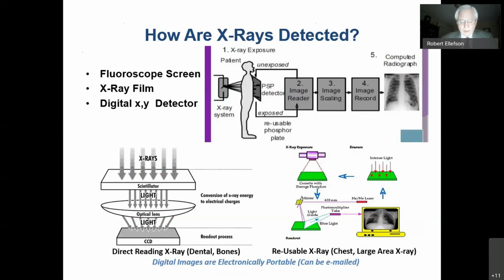An example for a simple X-ray camera might be a dental detector, which is X-rays coming in and striking a scintillator, converting the X-ray energy into light energy, which is like ordinary visible light. And then with an optical lens, you can image this onto a CCD camera and record the image, much like you would take a picture with your cell phone.